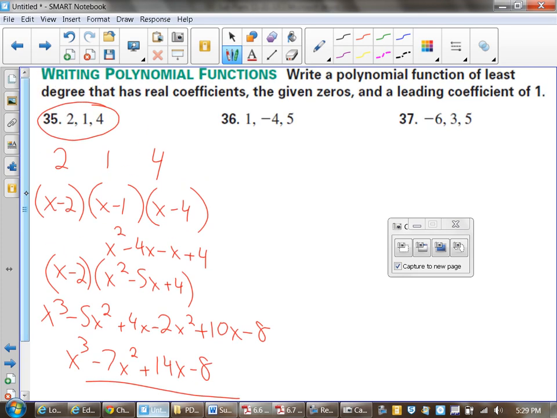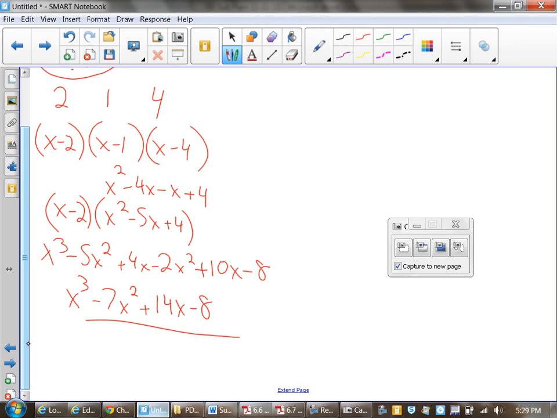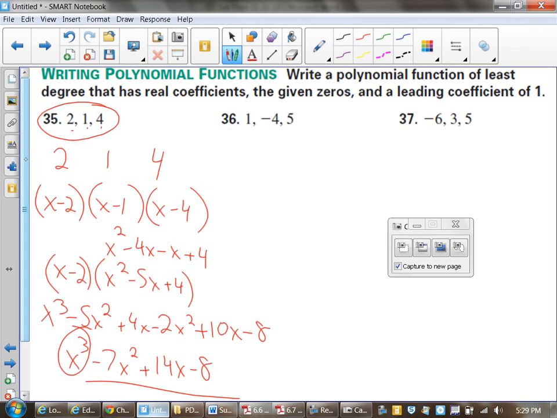Another thing to pay attention to is you had 3 zeros. What's the degree of your polynomial? It's 3. It's a very simplistic thing to do. I've been asking you guys all along, whenever you have a 0, what's your term? So if you see on 36, your zeros are 1, negative 4, and 5, which means your terms are x minus 1, x plus 4, and x minus 5.